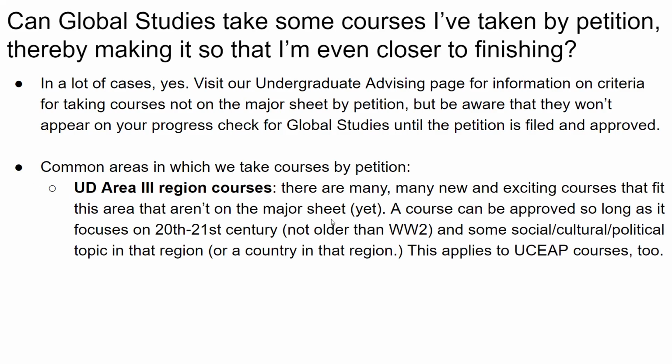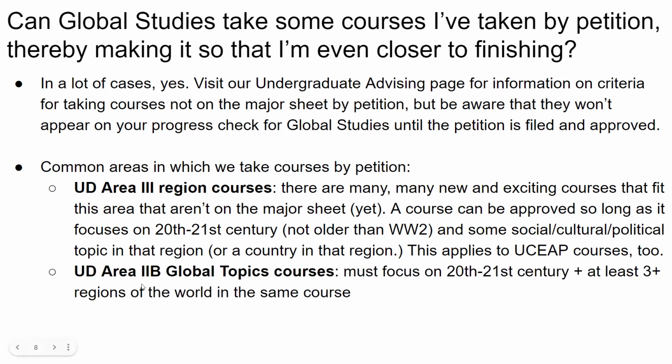Common areas in which we do take courses by petition: area 3, the region courses. Lots of exciting new courses fit in this area that we just can't put on the major sheet because we only get a chance to update it once a year with the college. You're looking for things that are 20th and 21st century timeframe focused. World War II and later is a good general rule of thumb, but it's okay if it's a little older, like all the way back to 1900. And something related to a social, cultural, political, historical topic within that region or a country in that region. This is also applicable for UC-EAP study abroad courses too.